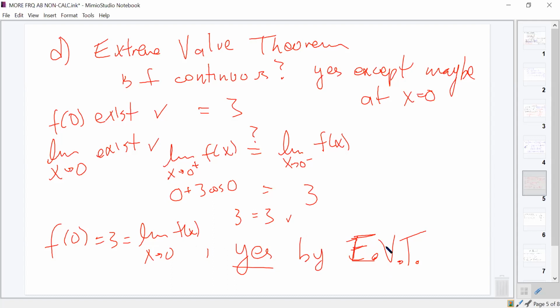And they gave you 2 points for that. 1 point for using the definition of continuity to prove that the function was continuous at 0, and 1 for an explanation. It doesn't specifically say that it has to include the extreme value theorem, but I think that it needs to say that theorem.